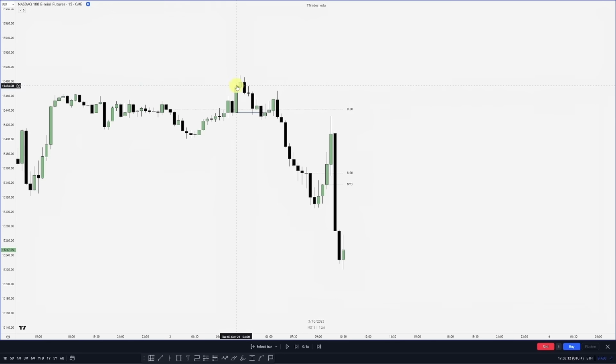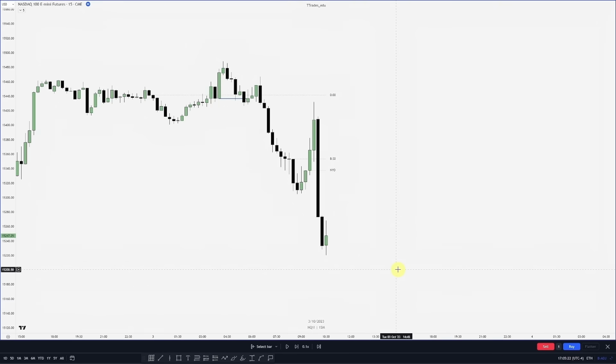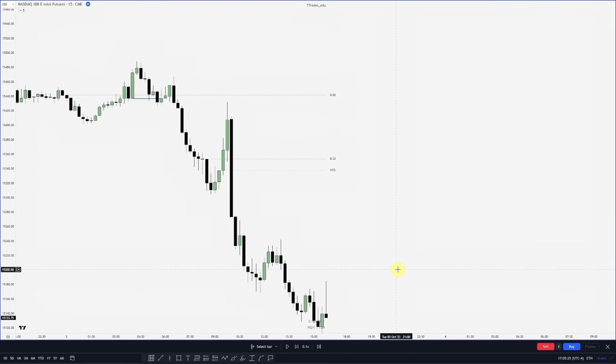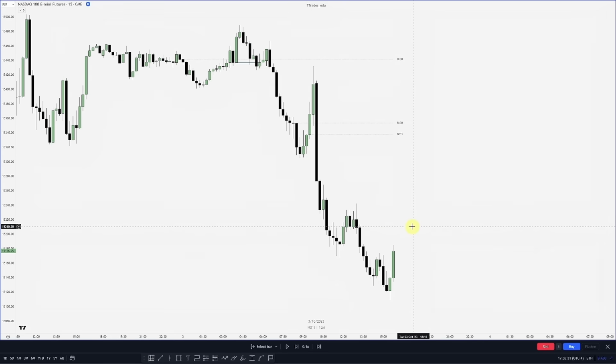So once again, London reversal, New York retraces into London's range and continuation lower, creating the open high low close of the daily candle. And let's see how this plays out. You can see open, high, low, and then we close in here for the daily candle. Let's go to another example.